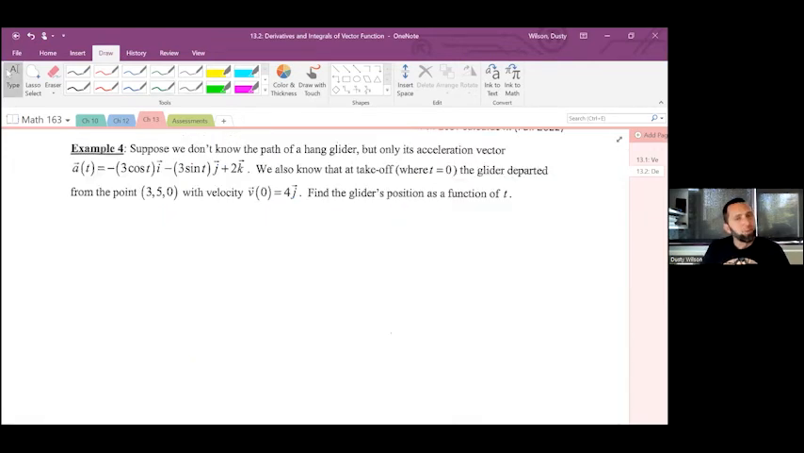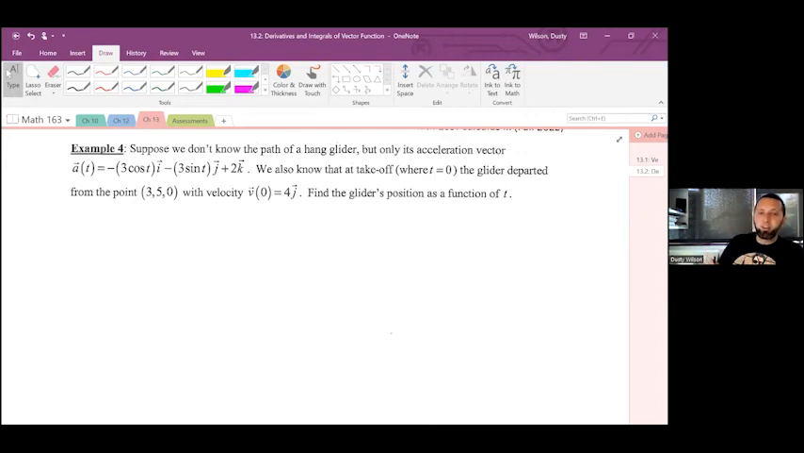Example 4. Suppose that we don't know the path of a hang glider, but only its acceleration vector, a(t), equal to negative 3 cosine t i minus 3 sine t j plus 2k. We also know that at takeoff, or time equals 0, the glider departed from the point (3, 5, 0) with velocity v(0) equals 4j. Find the glider's position as a function of t.